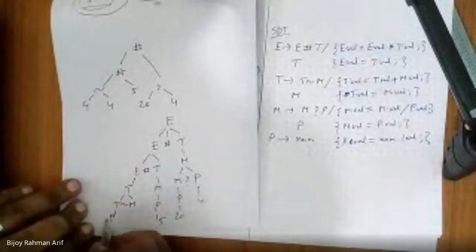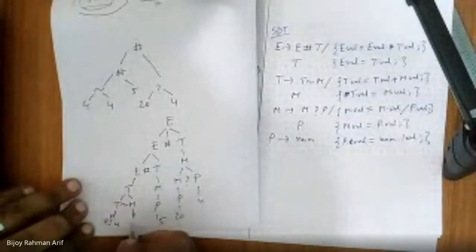Then this E would become again E hash T. Then this T would become M. M would become P. And this would become finally 5. This E would become T. Then this T would become T wiggle M. Finally, this T would become M, P. Finally, this would become 4. This one becomes P. This one becomes 4. So this is the parse string. Am I right?